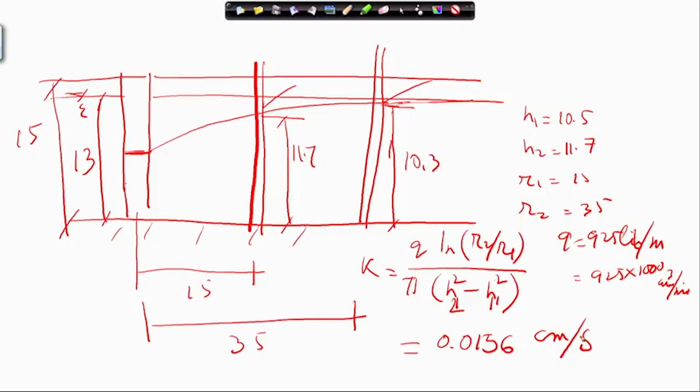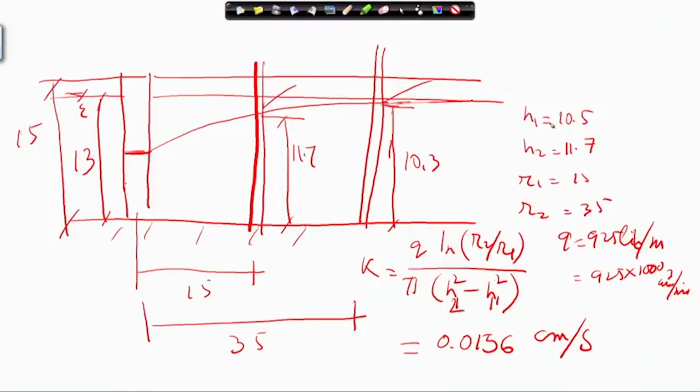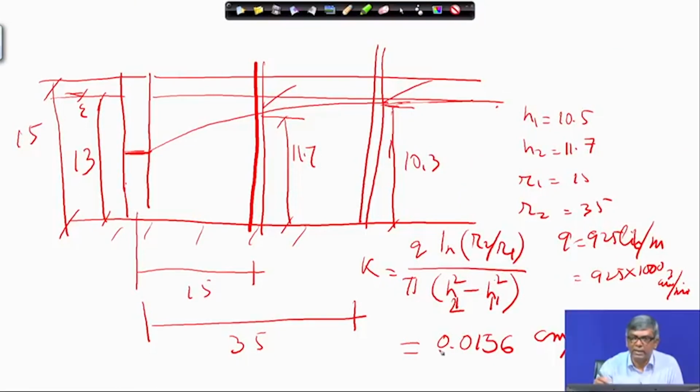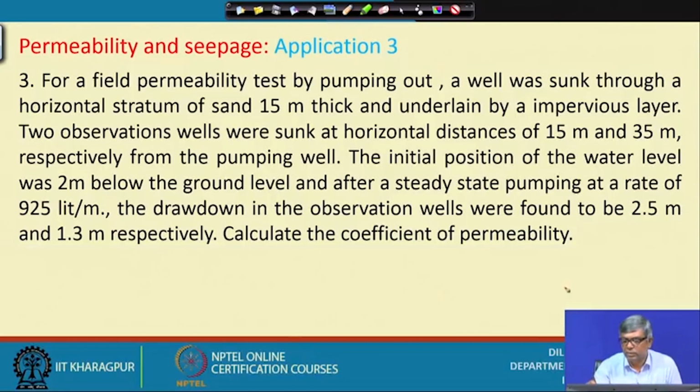So, in this problem, again I have mentioned while discussing this, I can find out what is the area of influence. That means, by what distance there will be no drawdown. Once you get the K, using this I can find that also. So, I will consider at a distance r, the drawdown is 0, that means the observation reading is H2 is 13. Using that one can find out the distance up to which there is no drawdown, or influence area you can say. So, that was application 3.